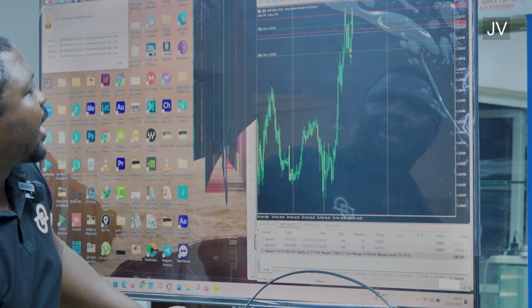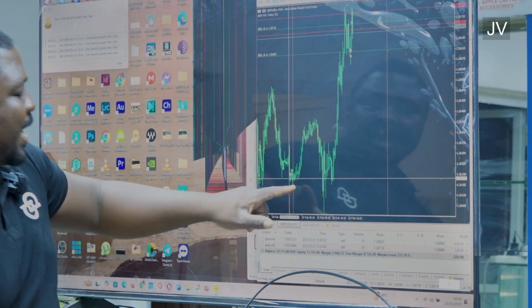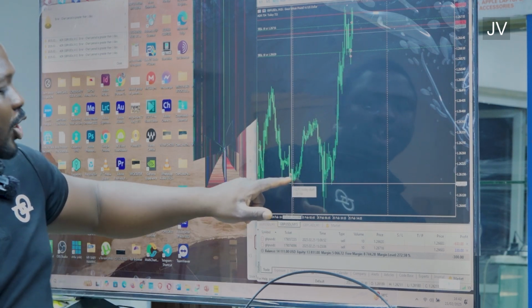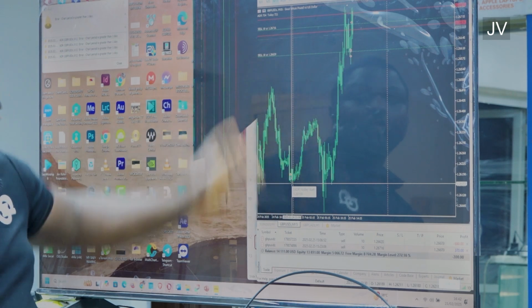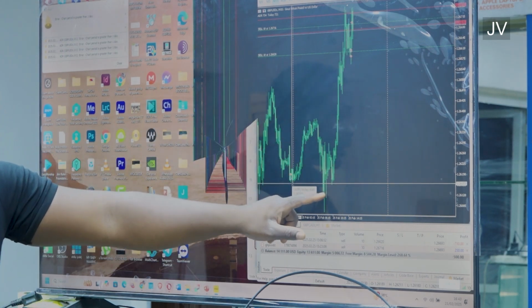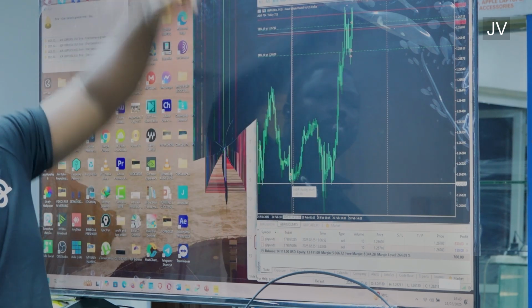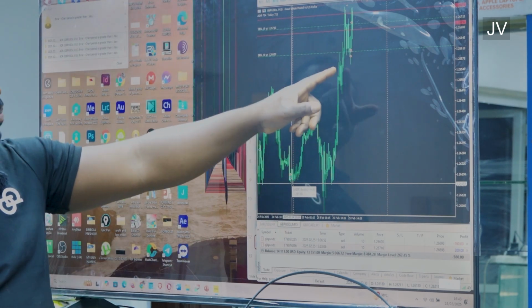Let me show you something here. Market, look at it here now. Market, this is the opening of today's session. It cleared this point here. It cleared people down here. People who put stop losses here, it cleared them. It now goes up. Now it goes up here now.